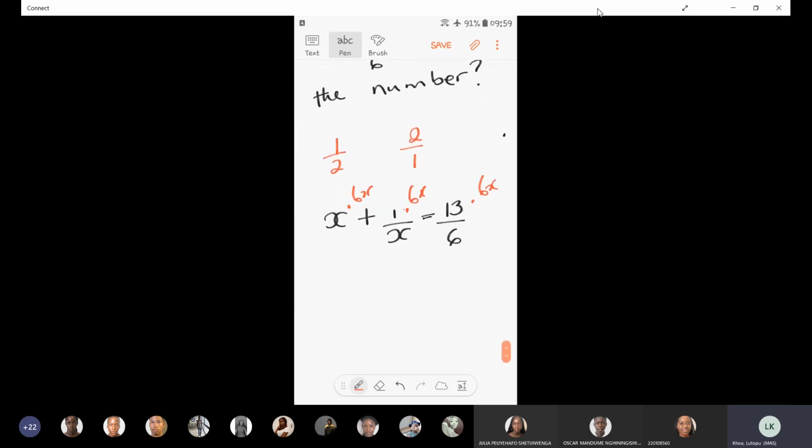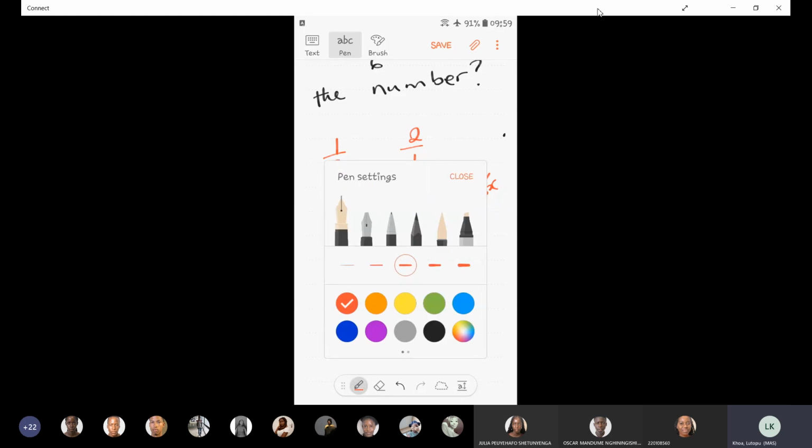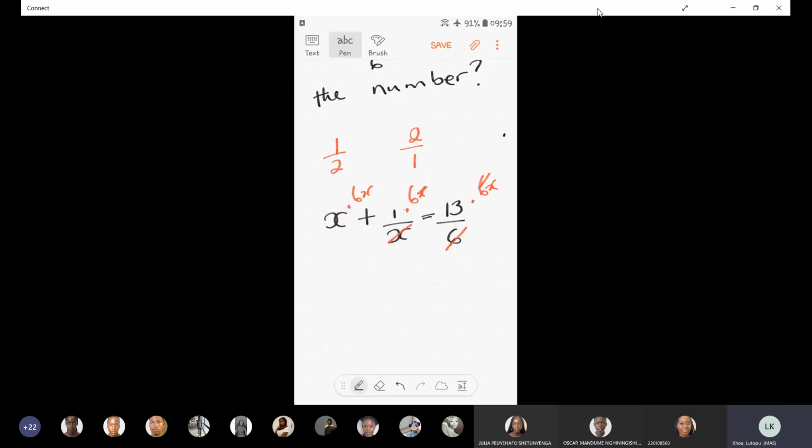And you can see these two will cancel. I'll be left with x. No, they will not cancel. It's these ones that will cancel. I will be left with 6, and the 6 over there will cancel. Then I write down what I have left. Here I will have 6x squared plus 6. This is equal to 13x.